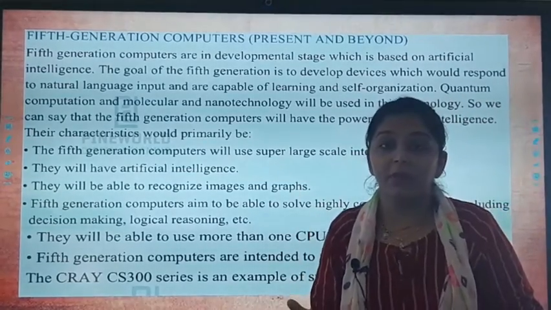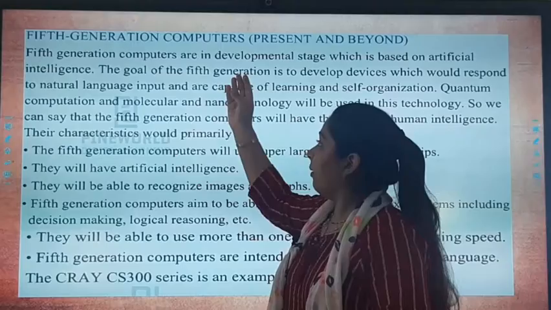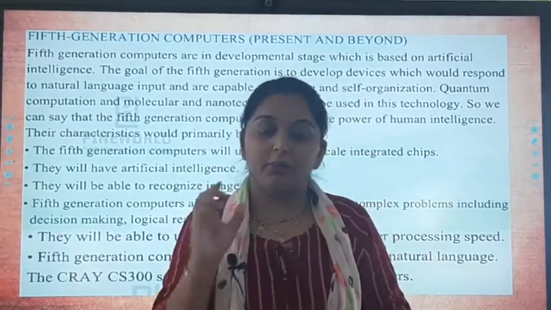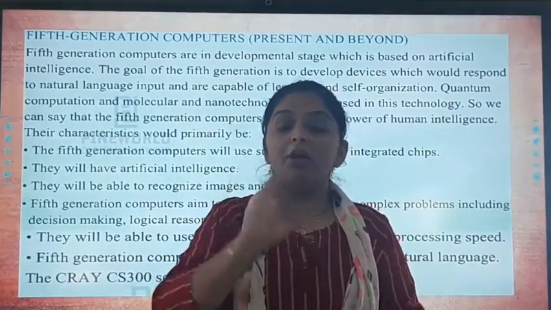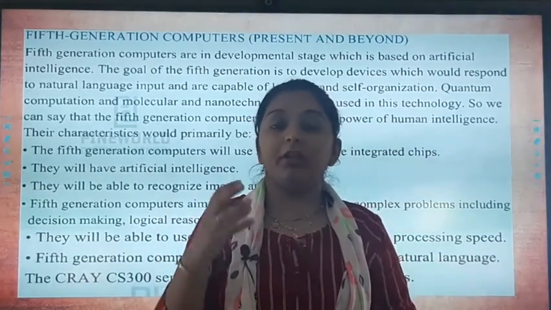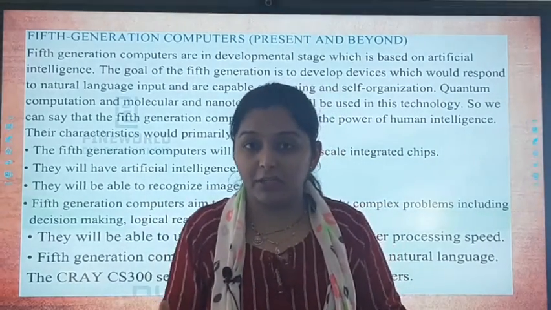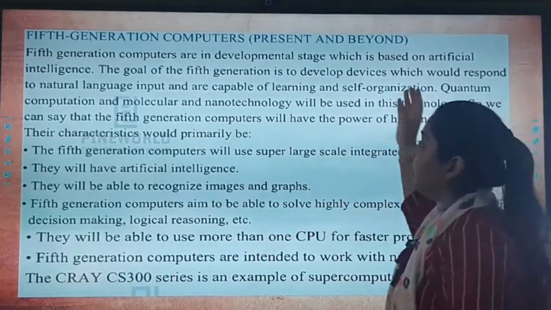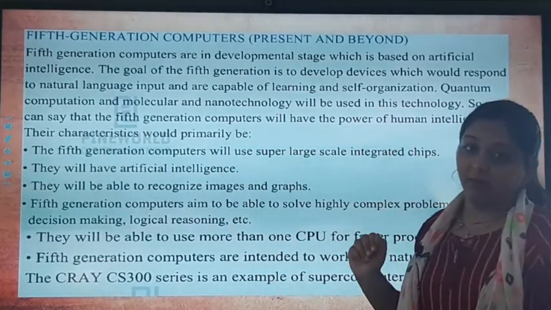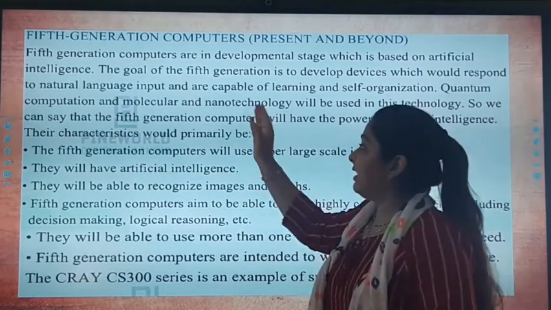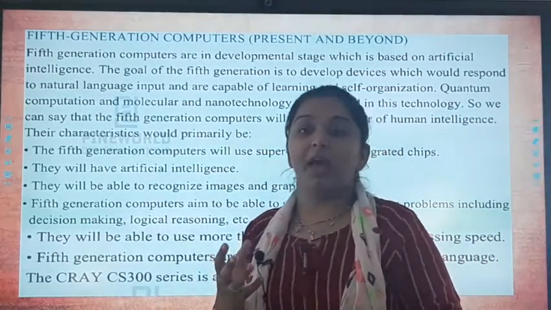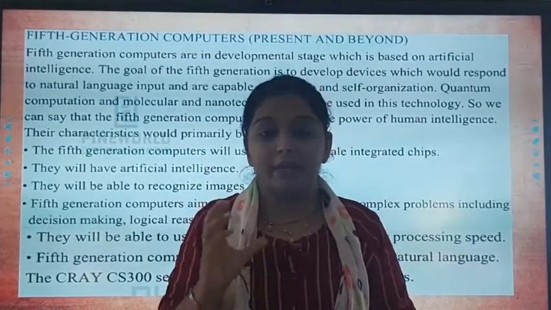Now what all things will be used? The quantum computation, the molecular and the nanotechnology. Now these are some typical terms referred here. Okay, dear children, you just have to understand what the terms are which are being used in the fifth generation computers. That is the quantum computation and molecular and nanotechnology. So, we can say that the fifth generation computer will have the power of human intelligence.